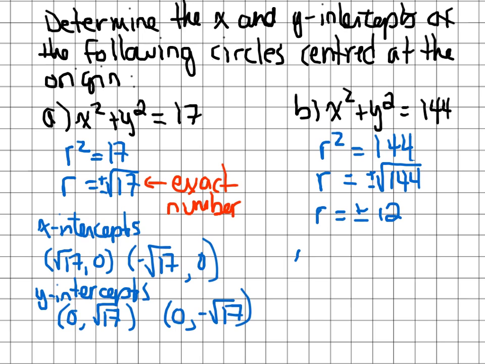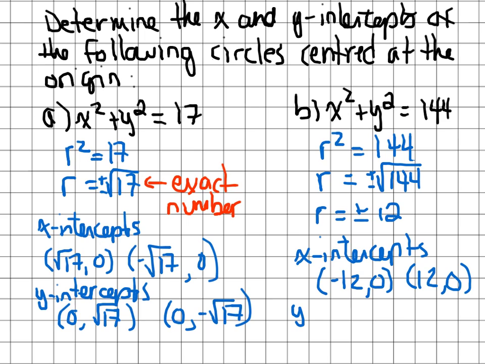So that means our x-intercepts from the origin are (−12, 0), so that's to the left, and (12, 0), which is to the right. And our y-intercepts are (0, 12), so that's positive, up, and (0, −12), which is moving down from the origin.